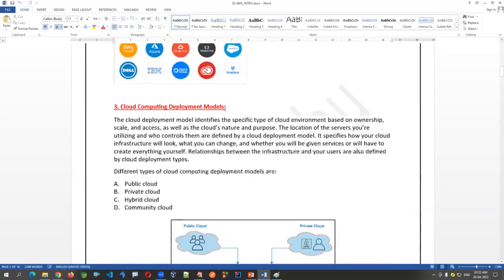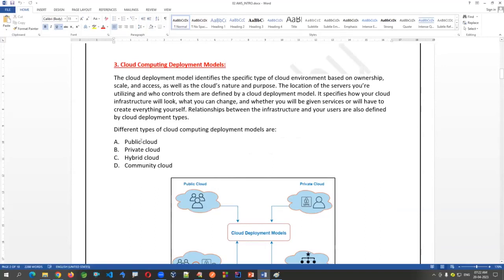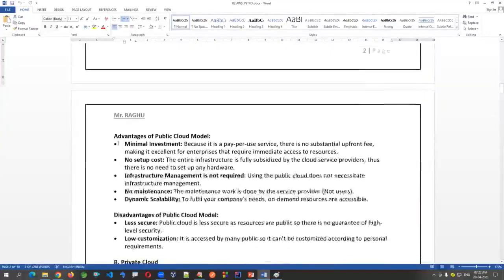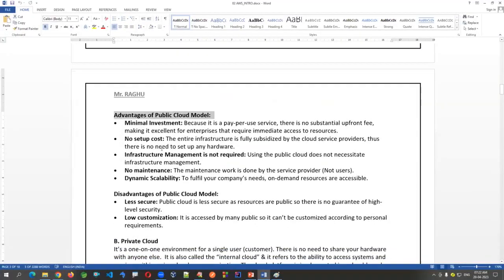Cloud computing deployment models, we have four: public cloud, private cloud, hybrid cloud, and community cloud. We are using public cloud here. So for public cloud, what are the advantages? You can see everything is taken care of by AWS. You are just using that. There's not much investment here; you pay only for what you use. No setup cost, no infrastructure management, no people to take care of.